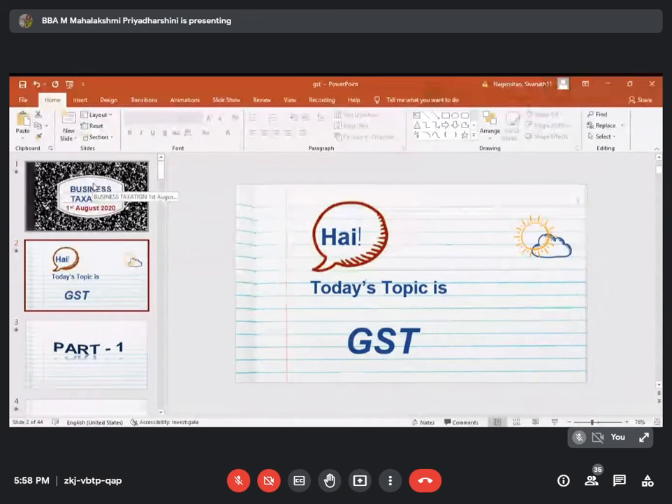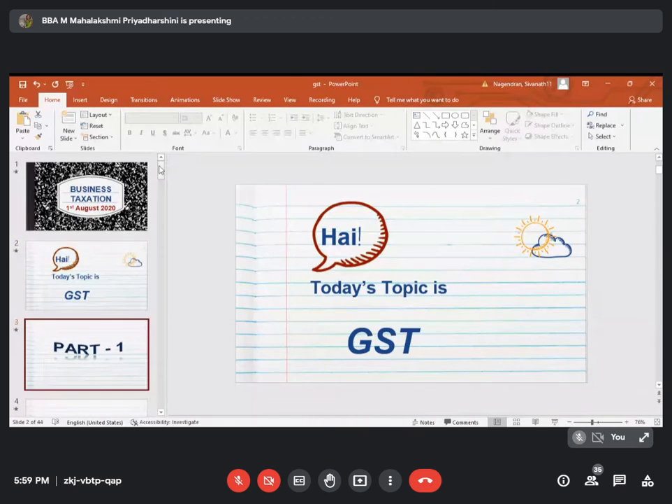So today we are going to discuss the topic GST. GST is our unit 4. I am going to give the introduction and show you some examples of how it is calculated. Then we will discuss the various objectives and limitations and everything. I'm going to start with the example.